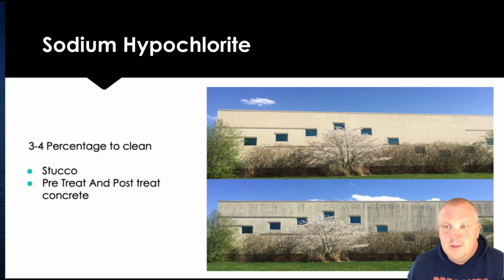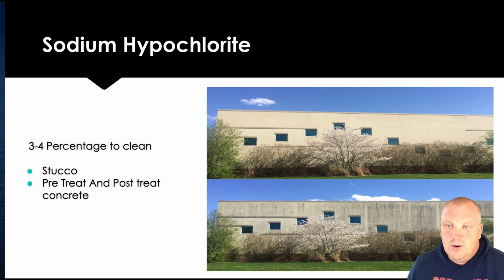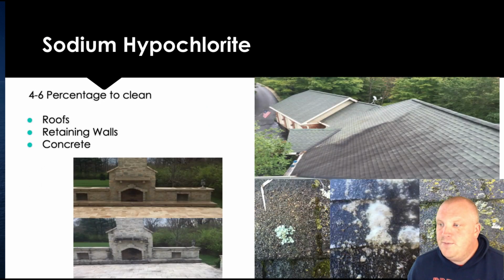So we just had to make it work and do it. This was a very large building. It was a big YMCA, and it cleaned up really nice. But again, these are some things that we can either pre-treat or post-treat. Again, concrete, 4 to 6%, roofs, retaining walls, all this is going to be in that 4 to 6%.